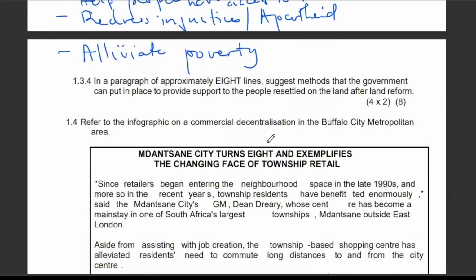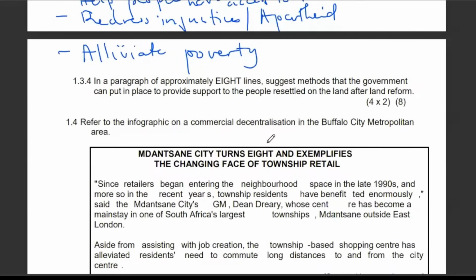Right, we move on to the next question. In a paragraph of 8 lines, suggest methods that the government can put in place to provide support to the people resettled on the land after land reform. The problem is if the government institutes land reform without support, then the whole process will become a fail. These people need support. They need to be supported in various ways so that the land reform process becomes a success.